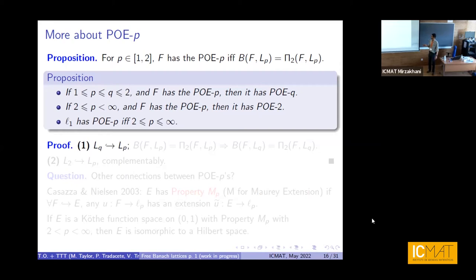And once again, let me sketch a proof. For the first part, we know that if P and Q are like this, then LQ embeds into LP isometrically. Then what do we know? We know that any bounded operator from F into LP is 2-summing. So if you look at bounded operators from F into LQ, they can also be viewed as operators into LP. And therefore, they will have to be P-summing because the ideal of 2-summing operators is injective. The 2-summing norm does not change when you increase the target space.